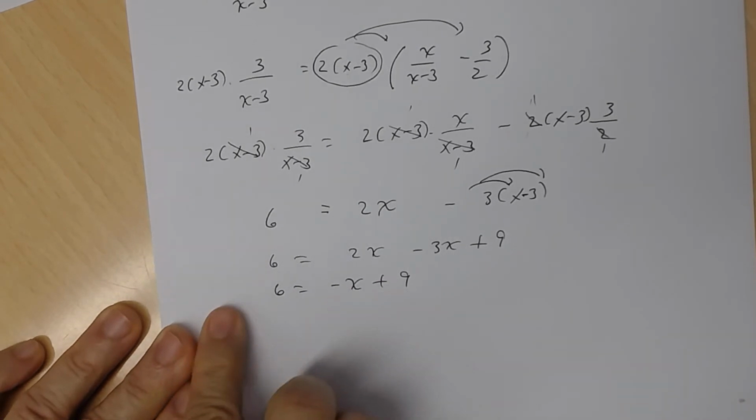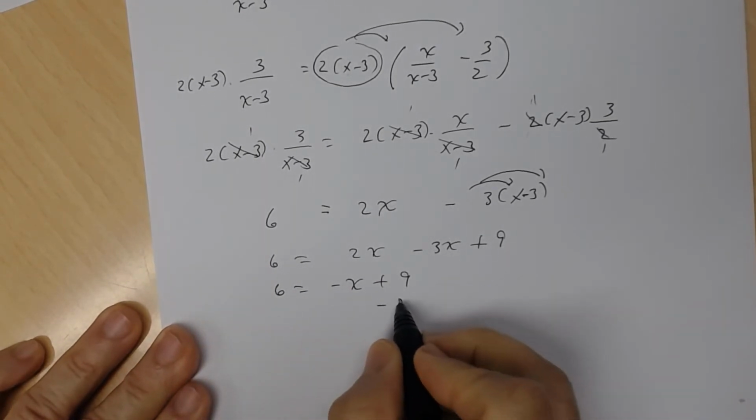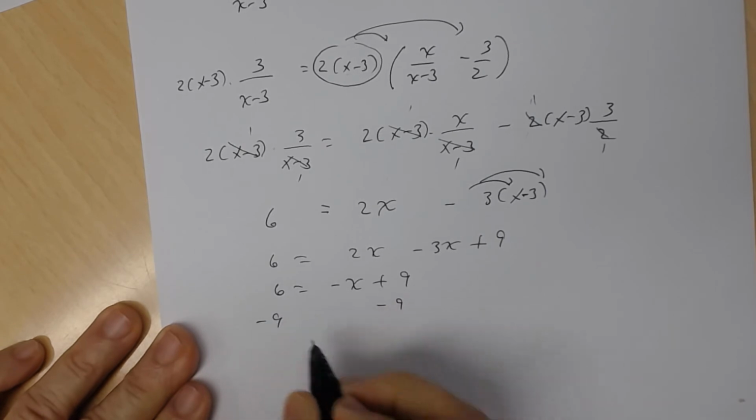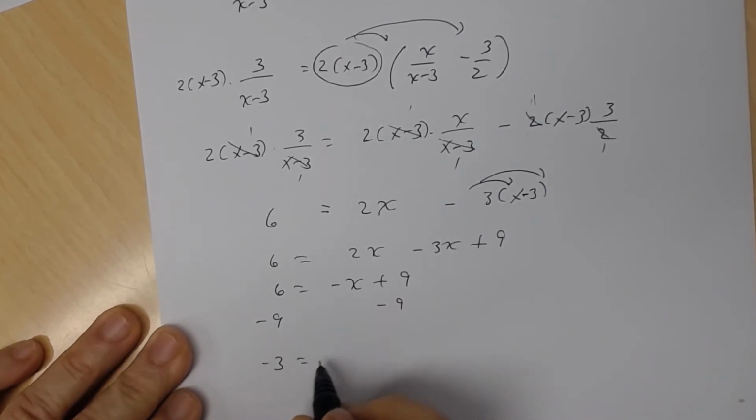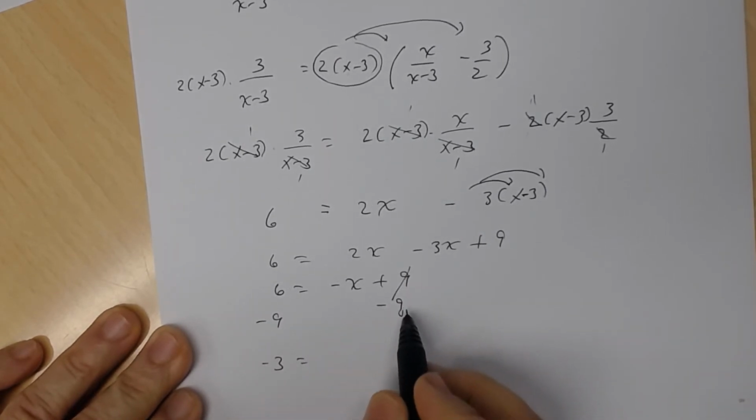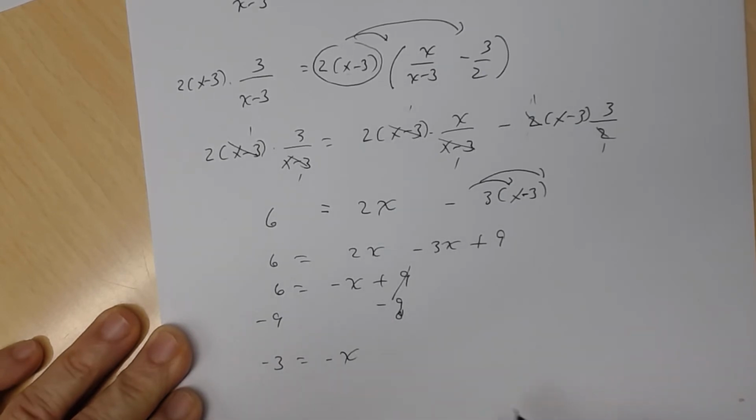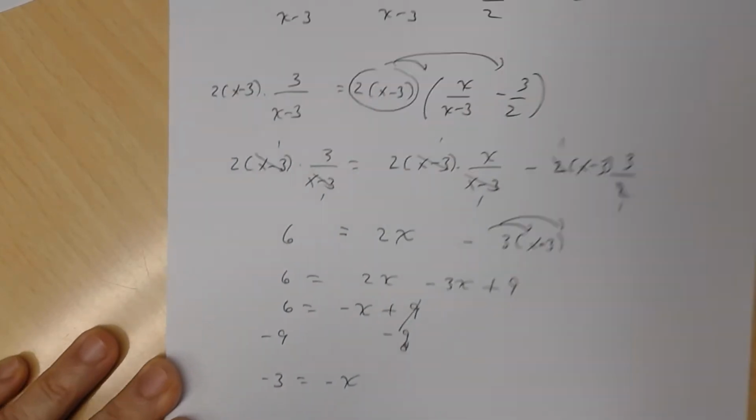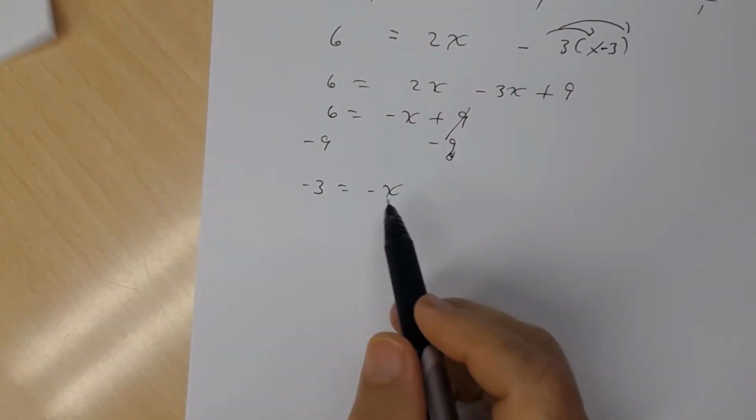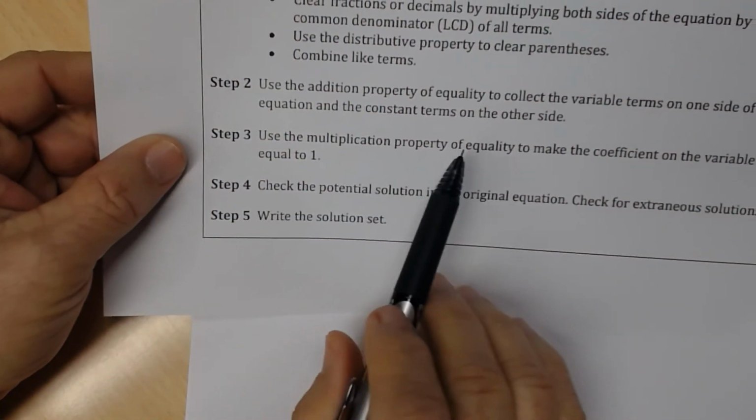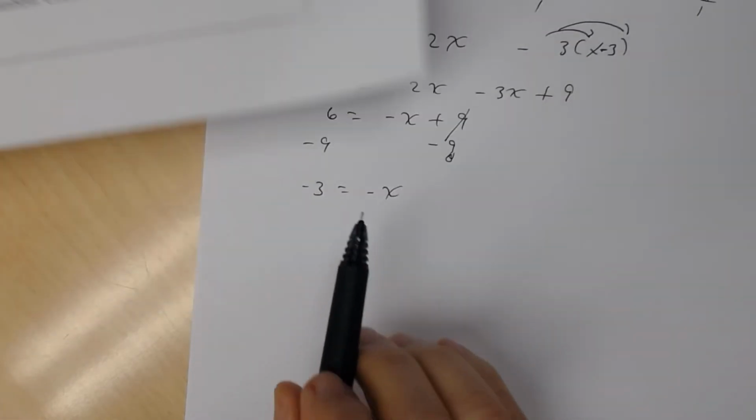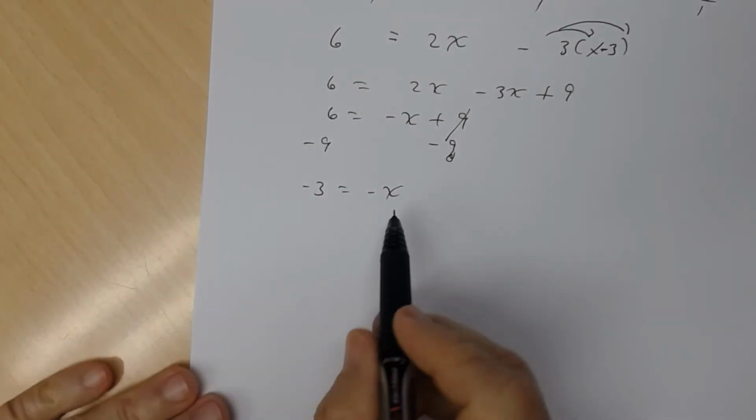I'm going to bring the variables to one side, constants to the other. So I'm going to subtract 9 from both sides. 6 minus 9 is a negative 3 equals, remember negative 9 and 9 is 0, and I'm left with negative x though. Now remember, you've got to get x by itself. So now I'm going to do step 3, where I get the variable x by itself. So I have negative 1x.